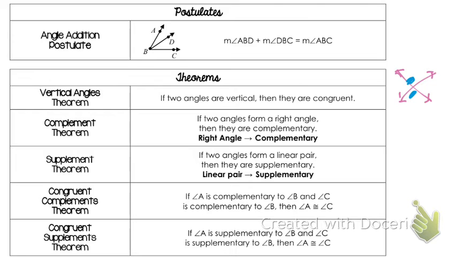Complement theorem. If two angles form a right angle, then they are complementary. If two angles form a right angle, it means they have to be complementary.